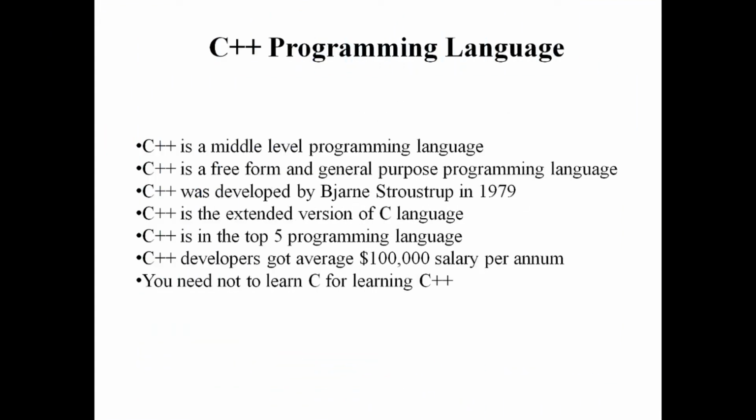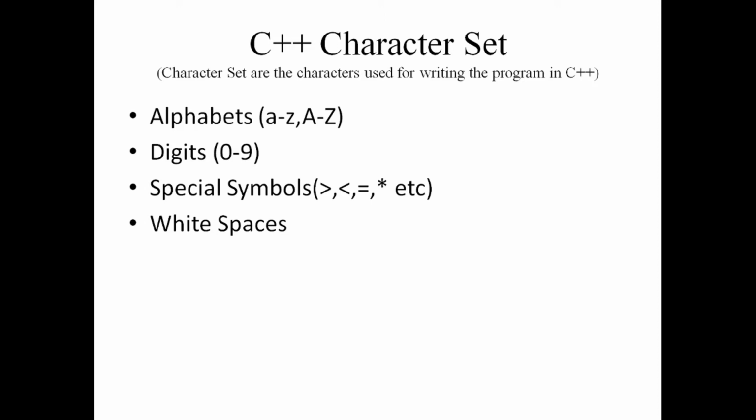Let us proceed with C++. First of all, I will discuss the C++ character set. Actually, the character set is the set of characters used for writing programs in C++. That means whatever characters are used for writing C++ is called the C++ character set. In C++, you can use small a to z and capital A to Z. Digits 0 to 9 are allowed, and special symbols like greater than, less than, equal to, star, and many more. White spaces are also allowed. This is the small character set of C++, where you can use these characters.